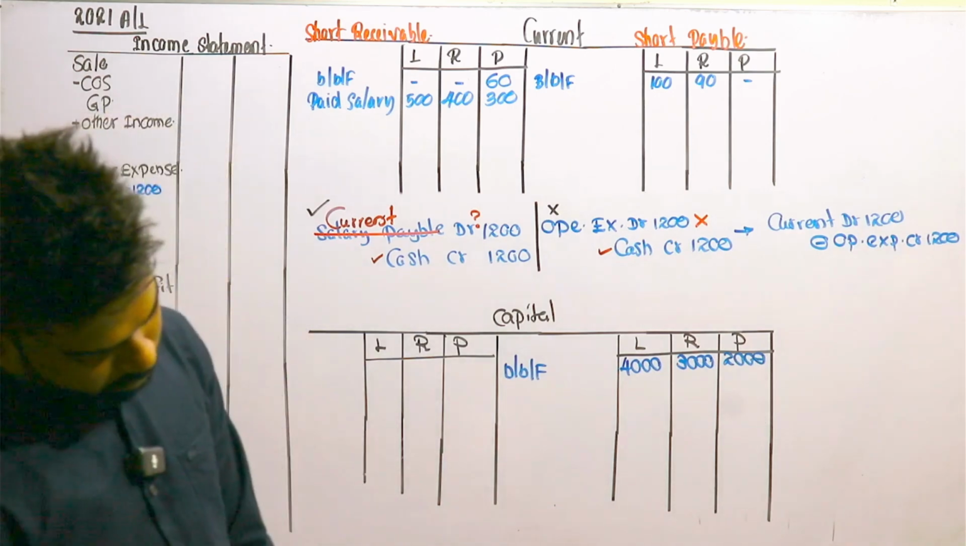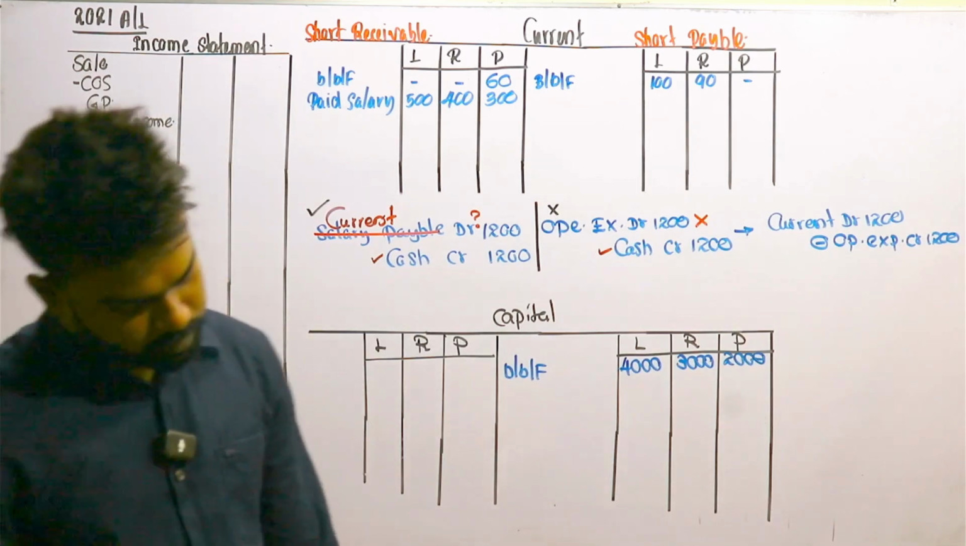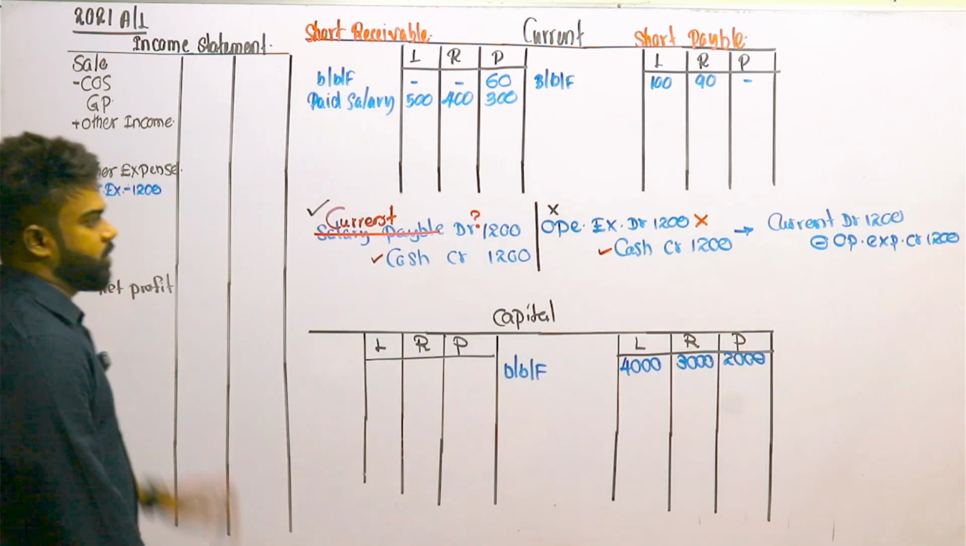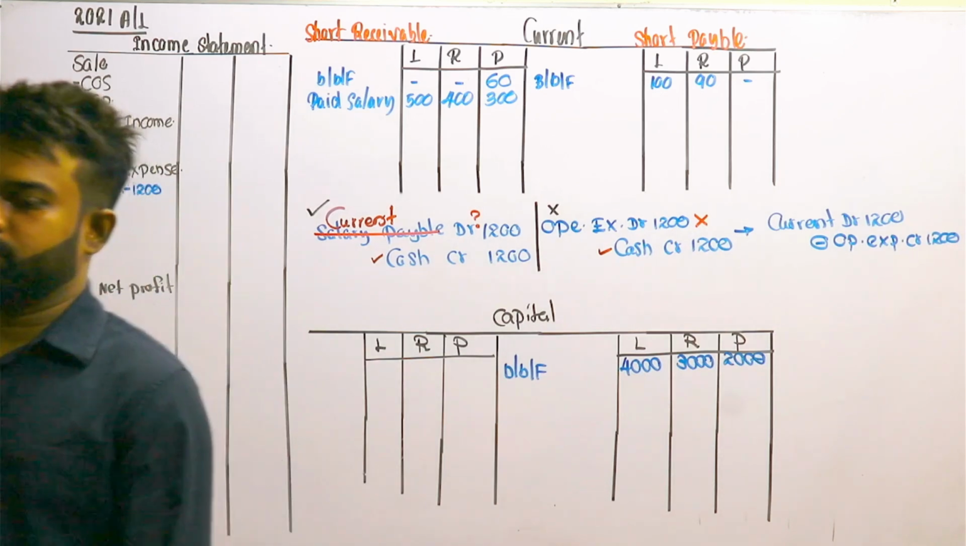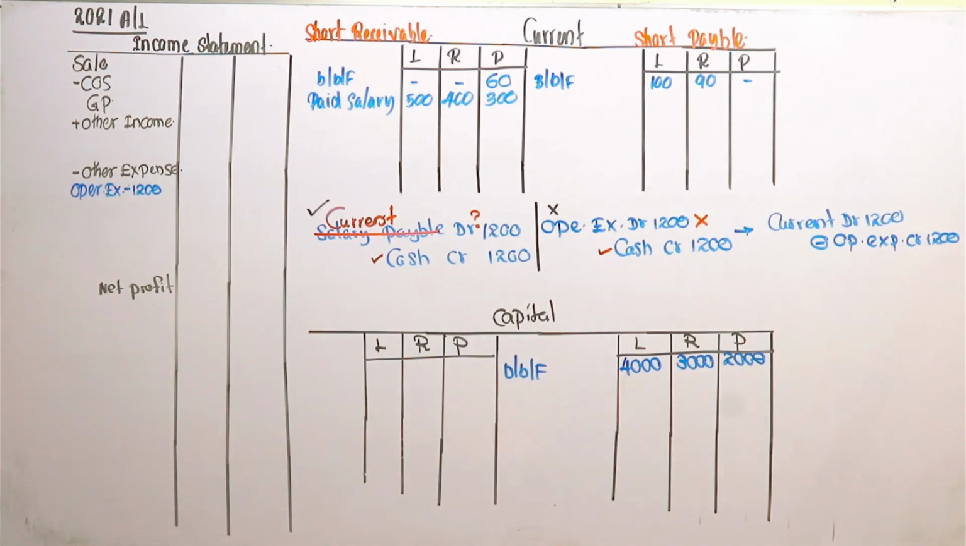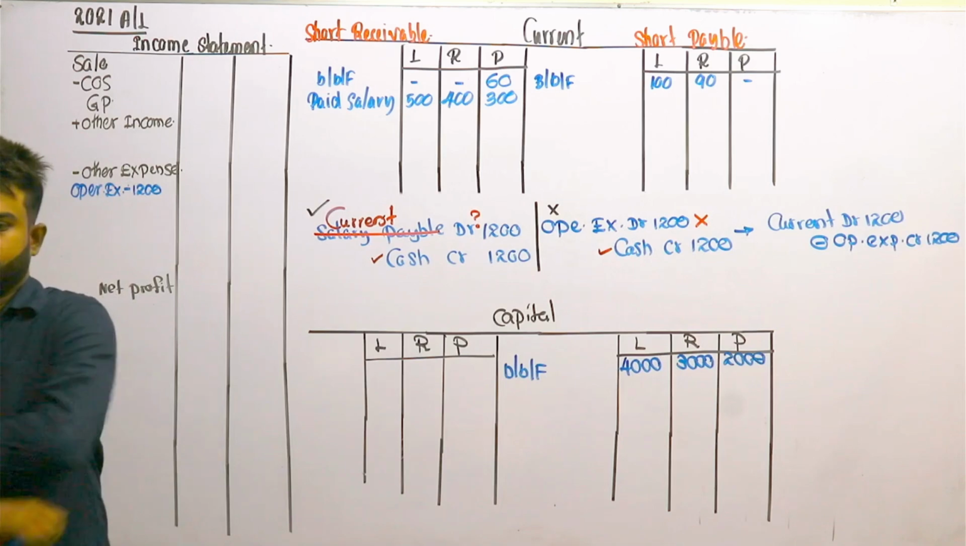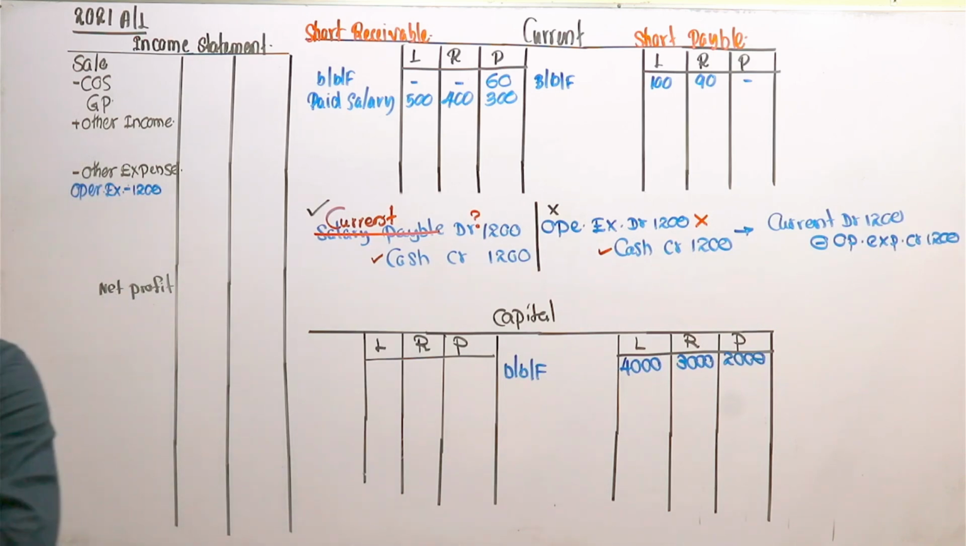Recall the dual impact. Right, that's all. Don't adjust operating expense. Okay, finished.